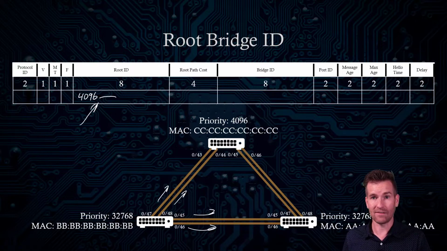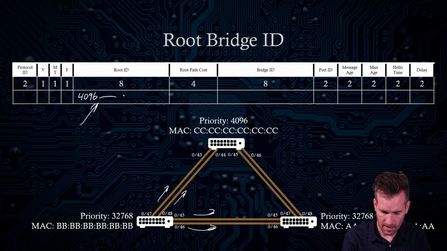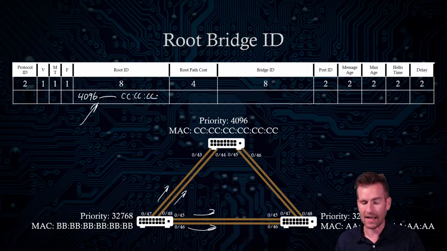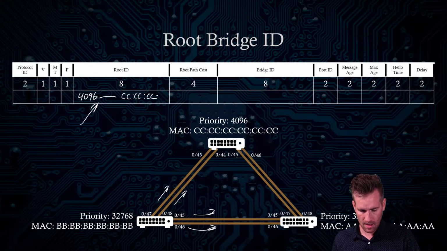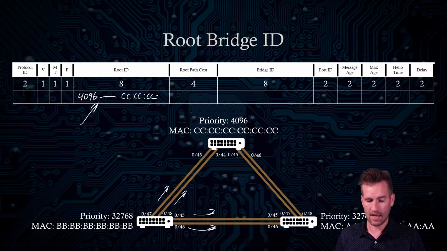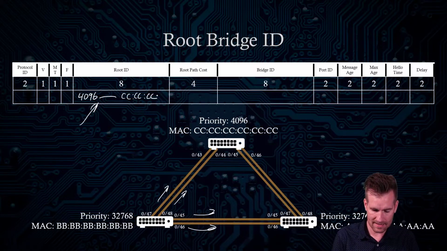So we would have that VLAN information in it, and then we would have the MAC address. In this case, it's CC. I'm not going to add it all in there, but you get the point. So that is going to be the root ID that it sends out, as it sends it out each of those links.